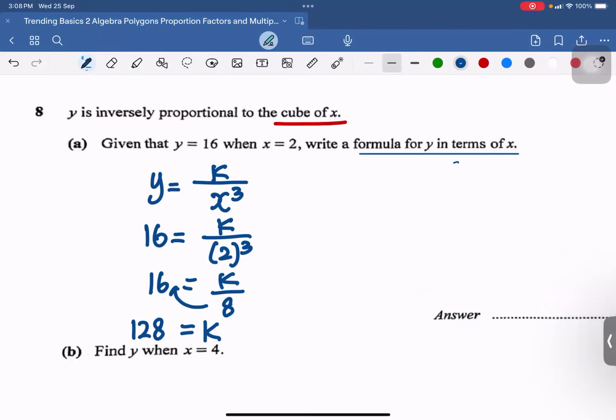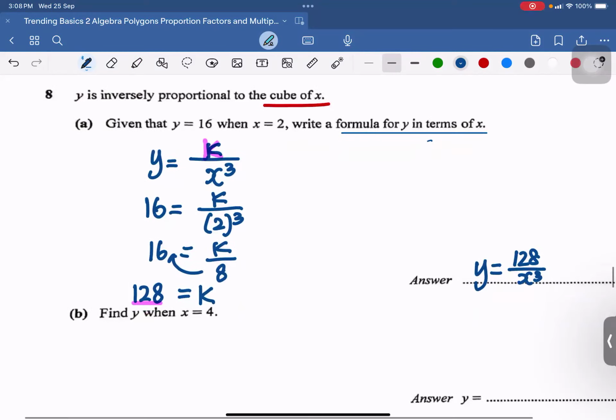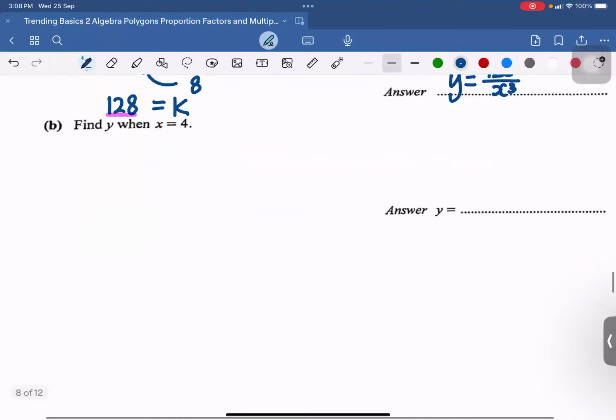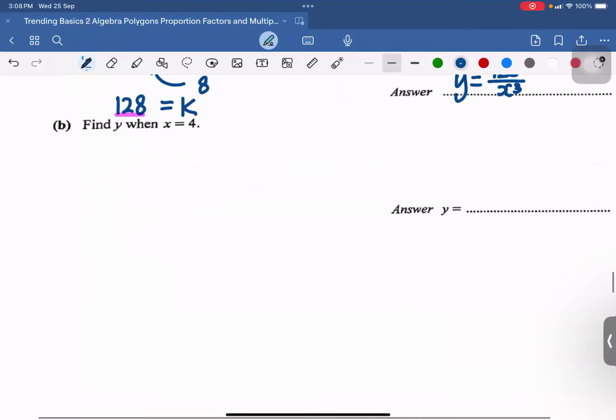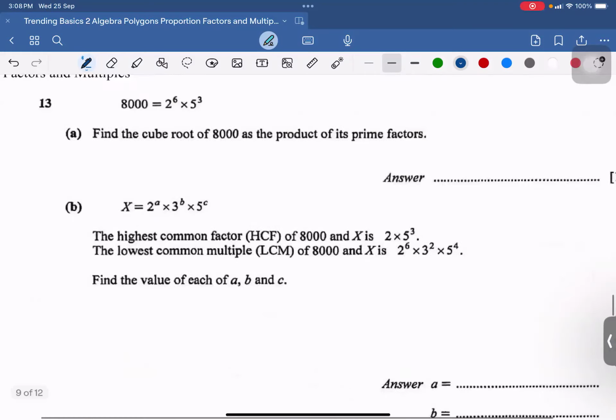Then I want the formula. 128. Yeah, correct. Thank you. So I replace the k by the number 128. In this case, this one is a nice number, so not much of a problem. If it's a decimal place, please do not write decimal, write in fraction form. Find the value of y when x equals 4. I think you can find out the answer very easily, so you fill up the question, right? I'm going to spend a little bit more focus on this kind of question.